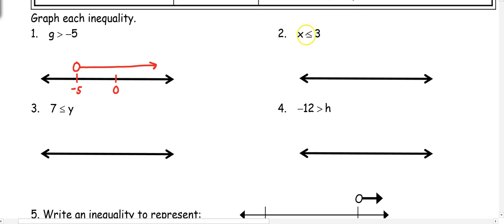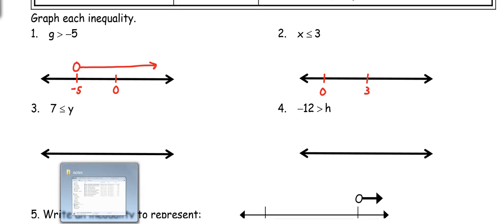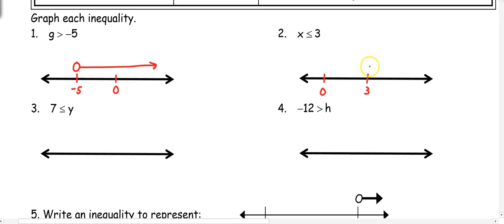Number 2, x is less than or equal to 3. So we're going to put 3 on the number line. We're going to put 0 to the left of that. And then at 3, it's less than or equal to. So because of this bar underneath, this time it's a closed circle. And then we shade to the left.